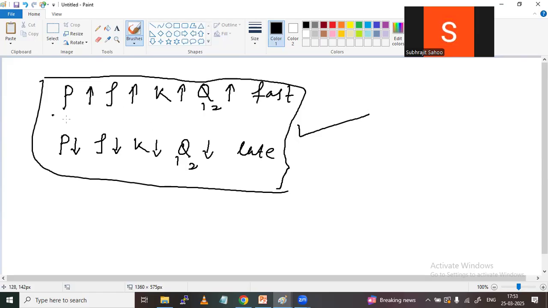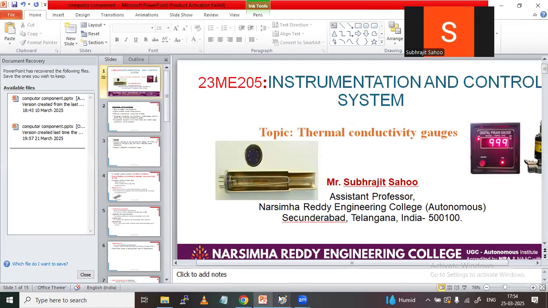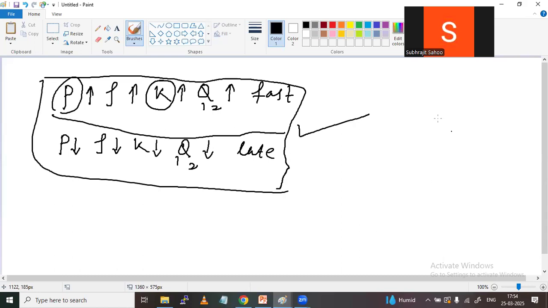Now see, in this expression there is some relation between pressure and thermal conductivity, is there or not? Yes. By applying this principle, I can measure the pressure of a system. But basically this thermal conductivity gauge is used to measure vacuum pressures. That means low pressure to moderate pressures, not high pressure.